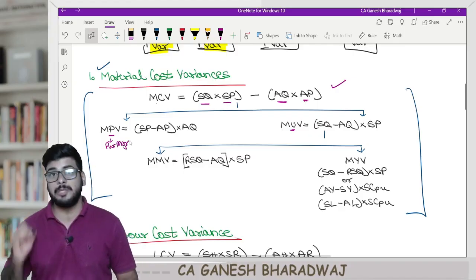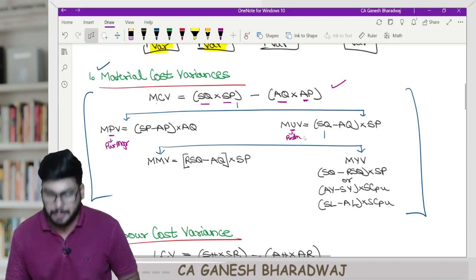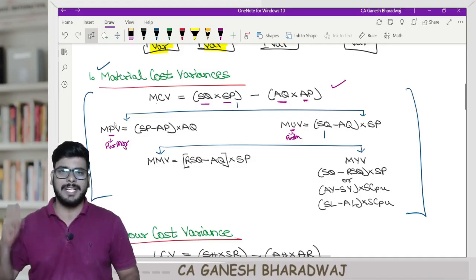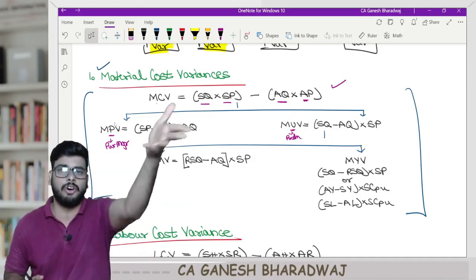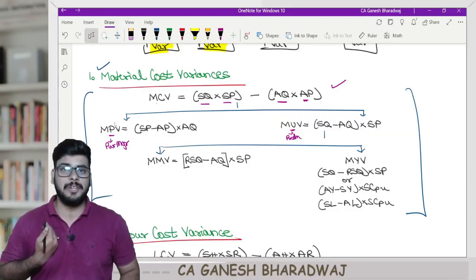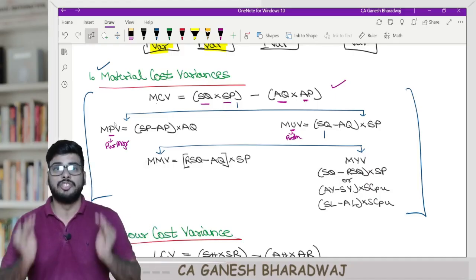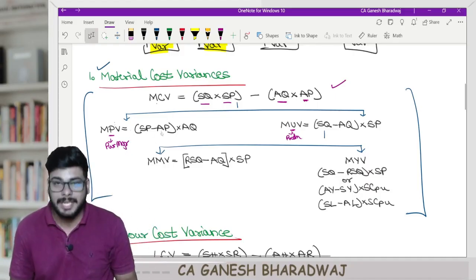And who is responsible for usage variance? Usage variance is the responsibility of the production manager. Now look at this. Purchase manager, what is he responsible for? He is responsible for purchasing the kgs of raw material. Now his responsibility lies in what? Negotiating the best deal for the company, correct? So what comes under his ambit? Standard price minus actual price.